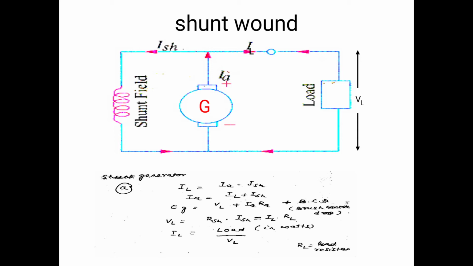So IL equals VL by RL. Next, ISH equals VL by RSH. Next, load power. Power equals the formula voltage into current. Load power equals load voltage into load current. Load power equals VL into IL, and IL equals load power by VL.